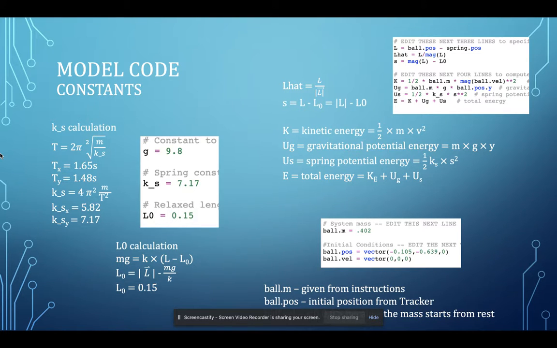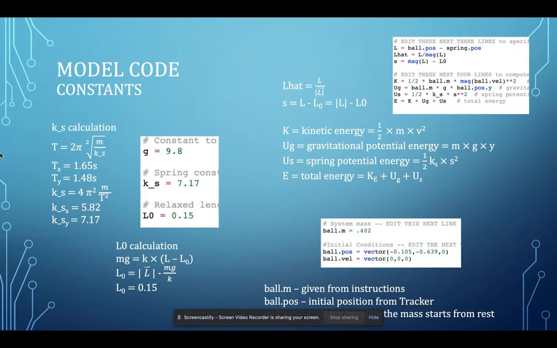Then using that spring constant to find L naught, we use the formula L naught is equal to the magnitude of the length vector minus the mass times gravity over the spring constant, and we found this to be 0.15 meters. Up here in the top right, using some standard formulas, we define L, L hat, and S, and we also define our different energies. So we use the formulas that we discussed previously for the kinetic, gravitational potential, spring potential, and total energy.